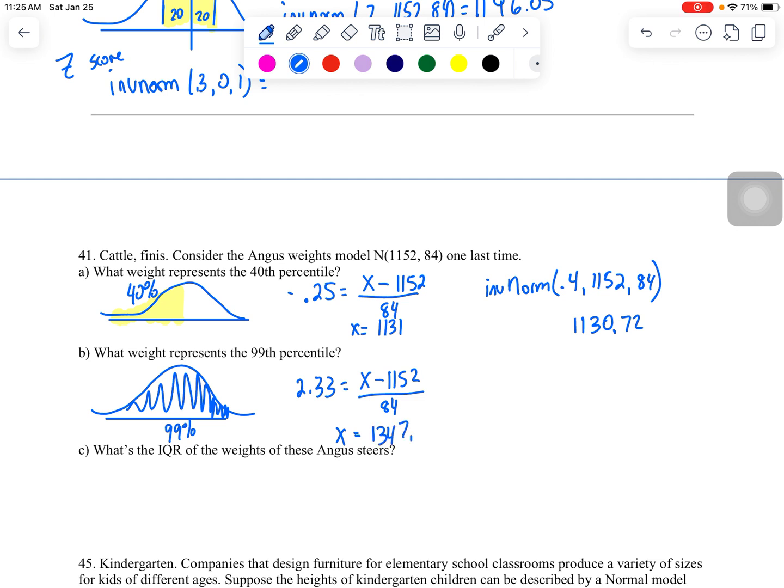We're going to do the bottom 99% with a mean of 1152 and a standard deviation of 84. Okay, that's what I would be doing.